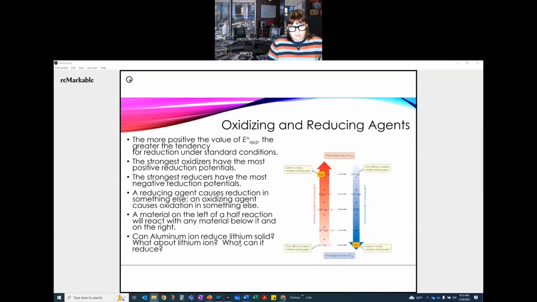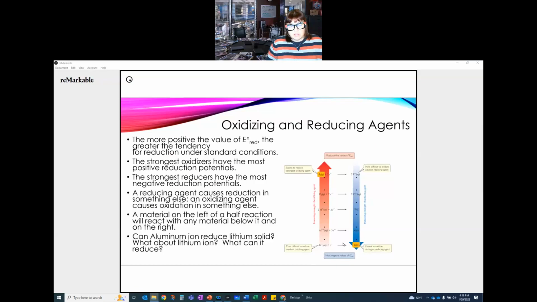And can aluminum ion reduce lithium solid? Okay, so my lithium ion, that's right here. Oh, Al3+. Can aluminum ion reduce lithium solid? Yes, it can, because the aluminum is above the lithium. Aluminum here, lithium on the other side below it, that'll work.